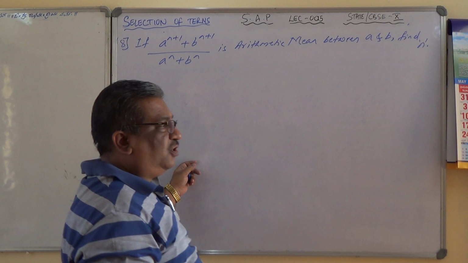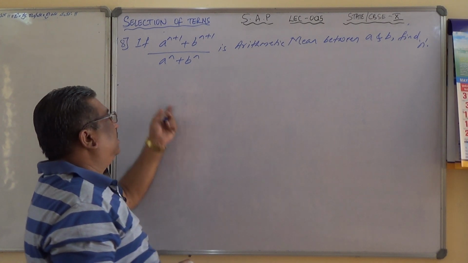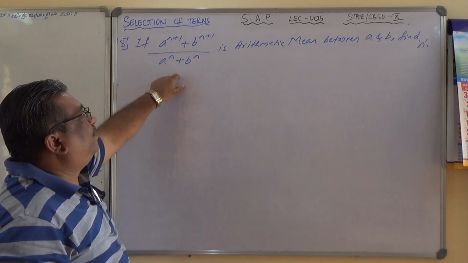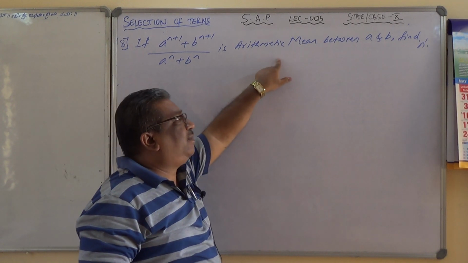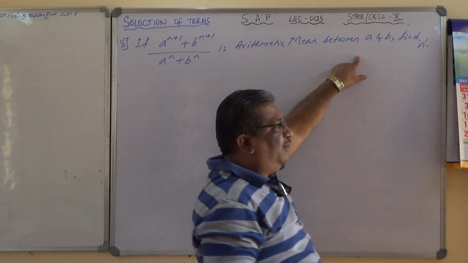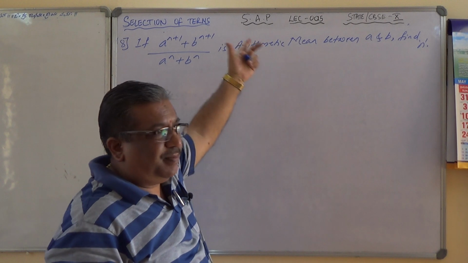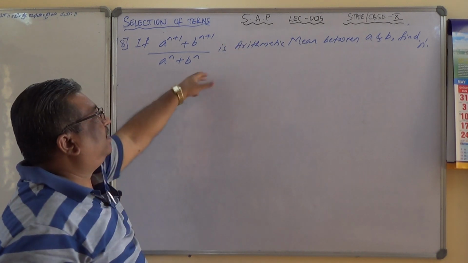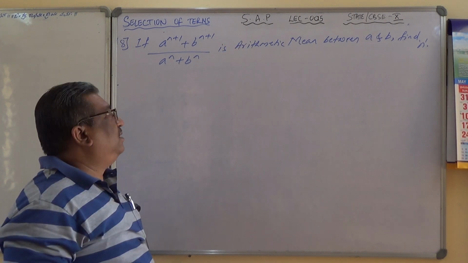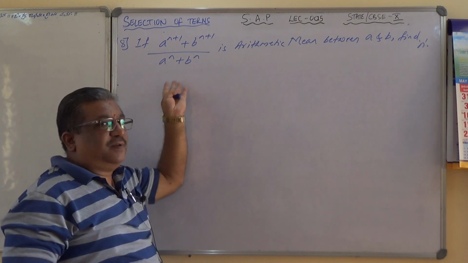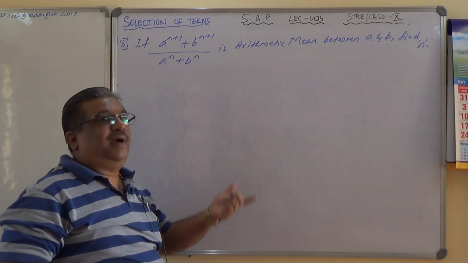Here this is the last question. Here also it's interesting. This part is the arithmetic mean between a and b. What do you mean by arithmetic mean between a and b? (a plus b) by 2, isn't it? So let us equate this to (a plus b) by 2, and this is in terms of a and b. Try to find out the value of n here.